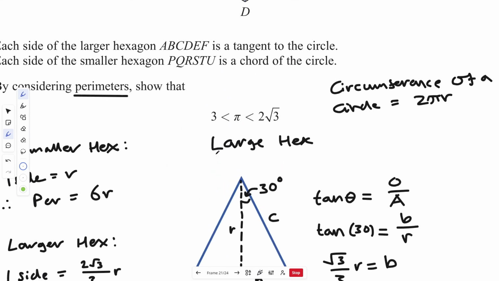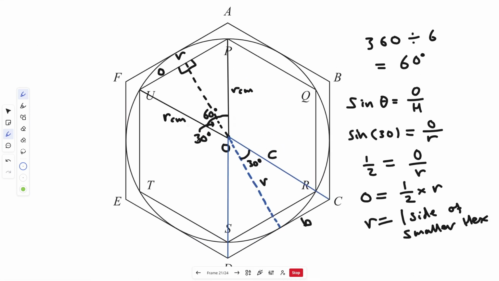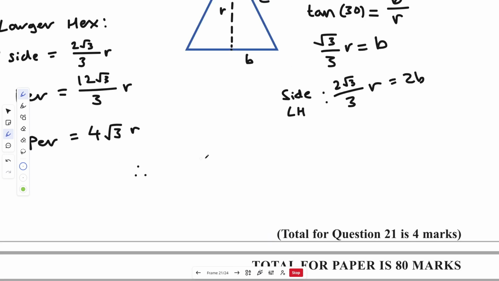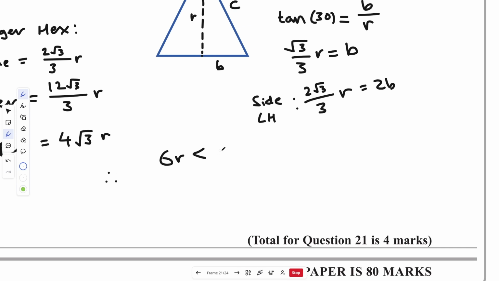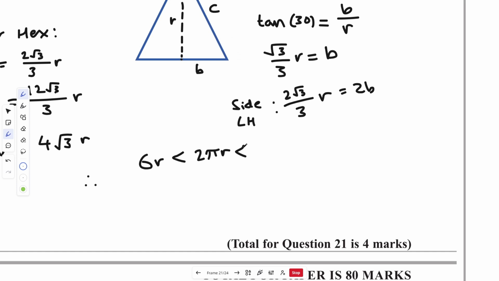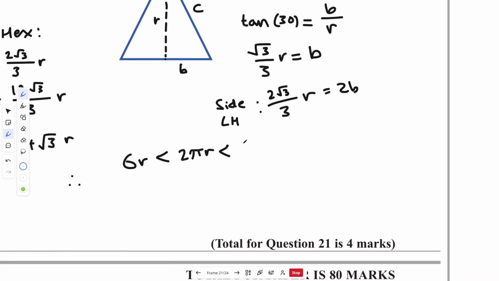So now we create our inequality because we know, looking from this shape, that the smallest perimeter will be the shape on the inside, which is this hexagon. We can clearly see that this will have the smallest perimeter. Then it will be the circle, and then the greater perimeter still will be the larger hexagon on the outside. We have the perimeter of the smaller hexagon, which is going to be 6r. It's going to be less than 2 pi r, which is our circumference of our circle, which is going to be less than still the perimeter of our larger hexagon, which we figured was 4 root 3r.